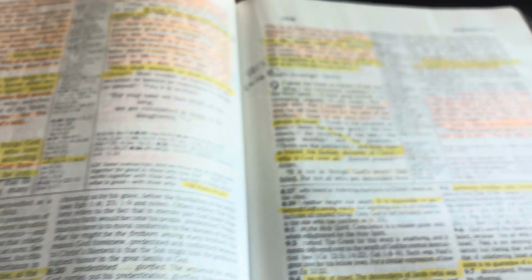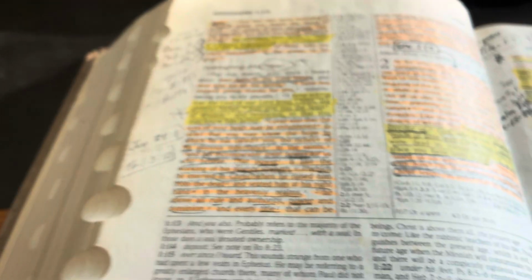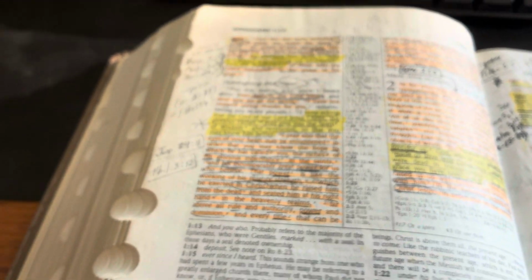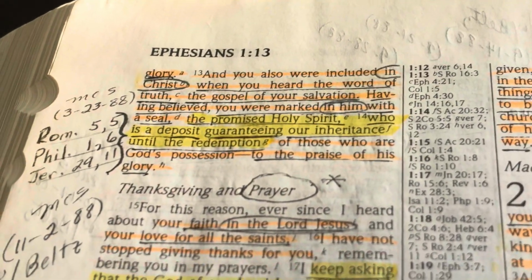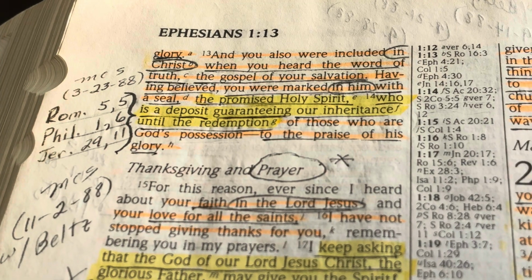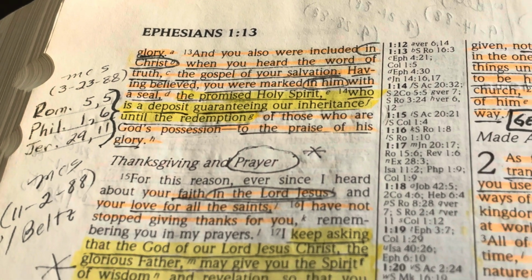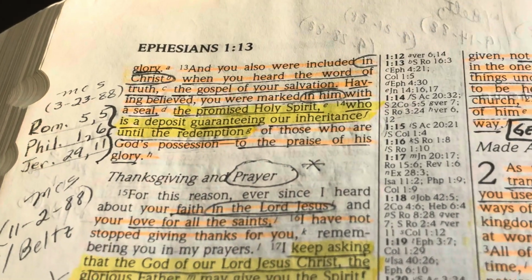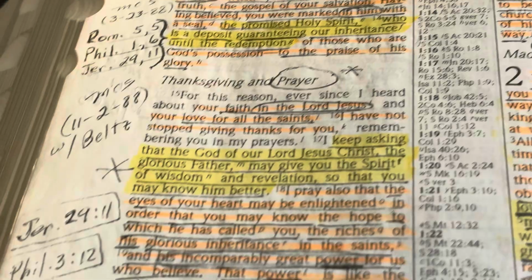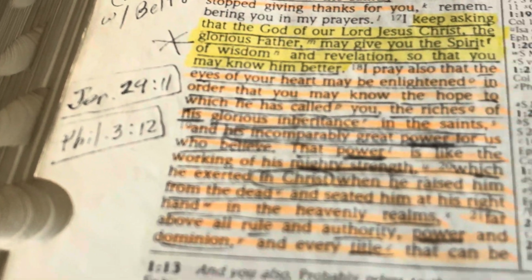Let me pause it right here so I can find any more, because I don't want this video to be too long. Here's a good page right here. Let me zoom in. Focus. Yeah, he made a few references to like the book of Romans, Philippians, Jeremiah. Prayer and Thanksgiving and prayer in the book of Ephesians. Down here, he references the book of Jeremiah and Philippians again.